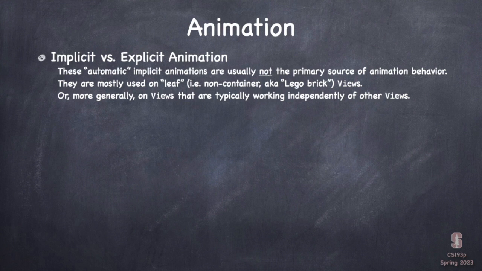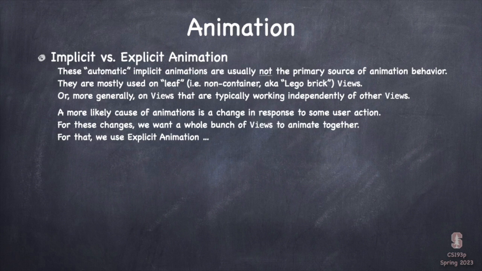Automatic implicit ones, as I said, are not really the primary source of animation. We use them mostly on leaf views, and also for animations that are very much independent of all other views. If animations go with a whole bunch of other views, then we're going to explicitly animate the change that causes that. And we'll see that in the demo.